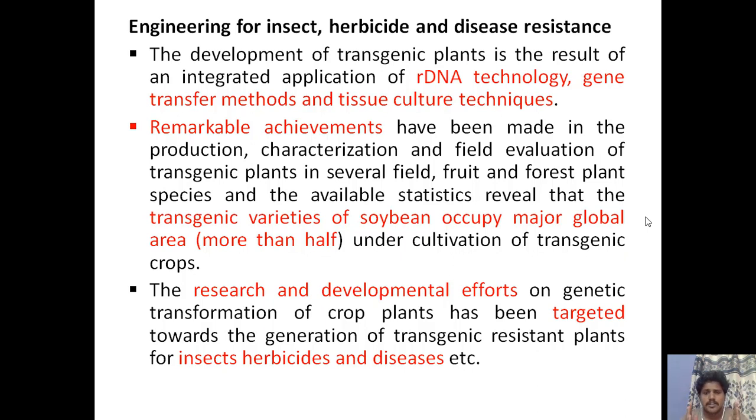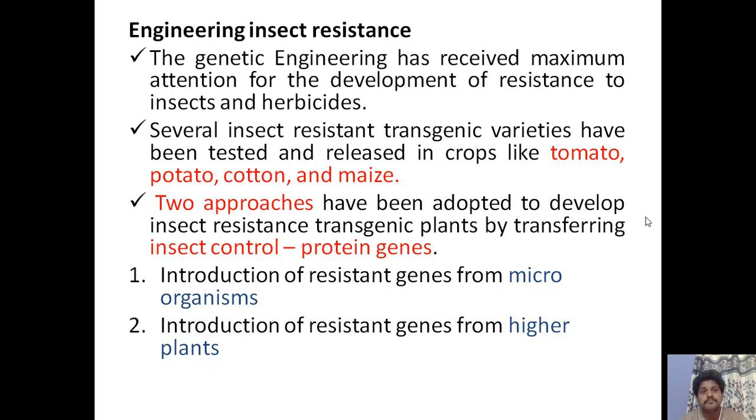Then today, research and development efforts are targeting resistant plants for insects, herbicides, and diseases. Then engineered insect resistance. So there are two approaches for developing insect resistance. Number one, introduction of the resistant genes from microorganisms, and two, from the higher plants.